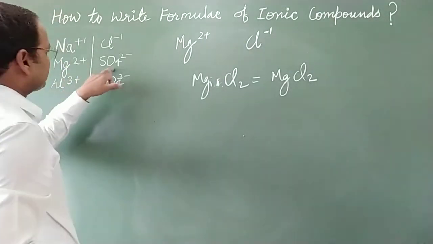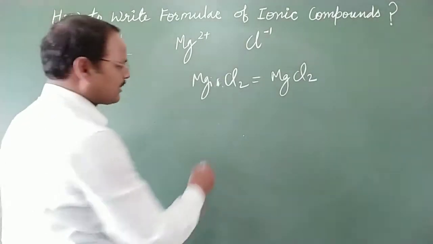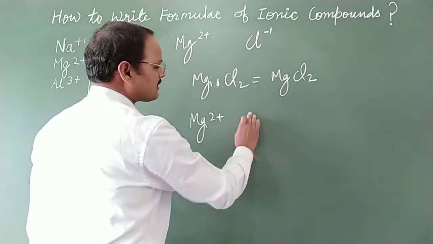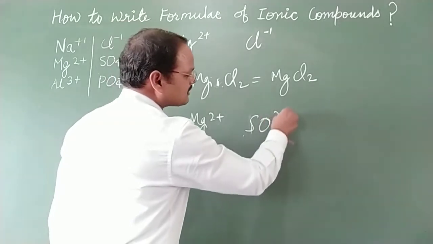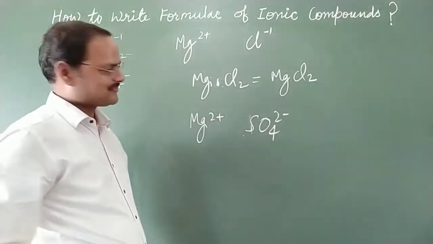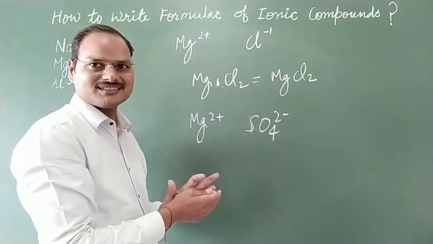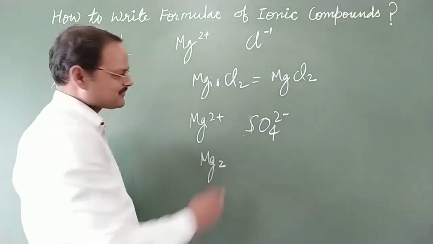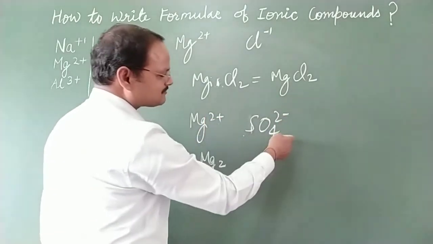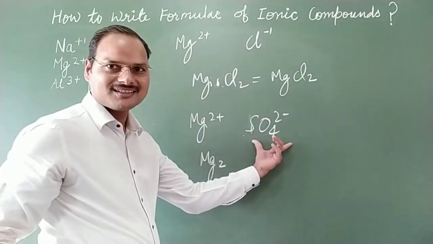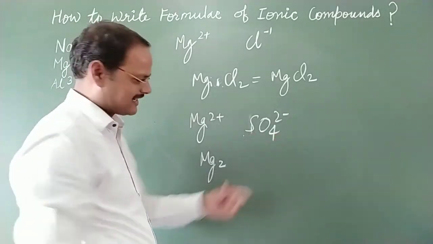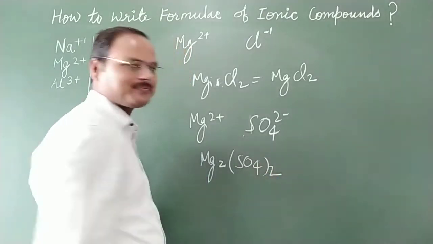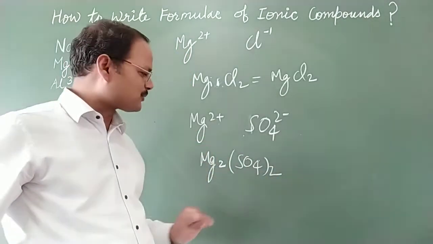Now see the second one, magnesium with sulfate, Mg plus 2, and I am taking another ion, that is SO4 2 negative. Now interchange their valencies without charge. 2 should be here with Mg, and this 2 should be written with this SO4. SO4 should be written here within brackets. So I am writing here Mg2(SO4)2.